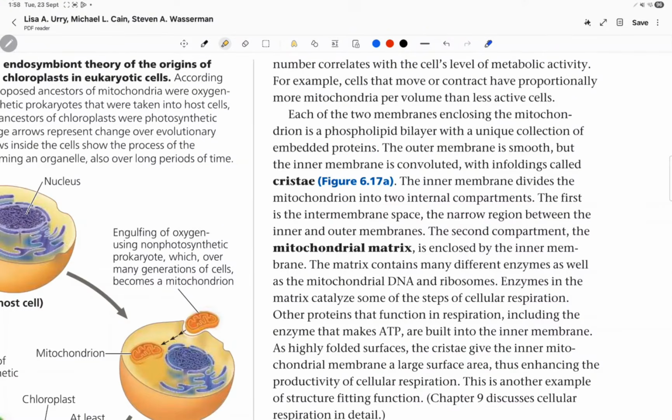Now, the mitochondria has two membranes that surround it, and of course those membranes are made of phospholipid bilayer with embedded proteins. Proteins used to carry out reactions, to act as receptors, all that stuff. The inner membrane of the mitochondria is going to be convoluted, which basically means it's going to look like this to increase the surface area. This is called enfolding or a cristae to increase the surface area.